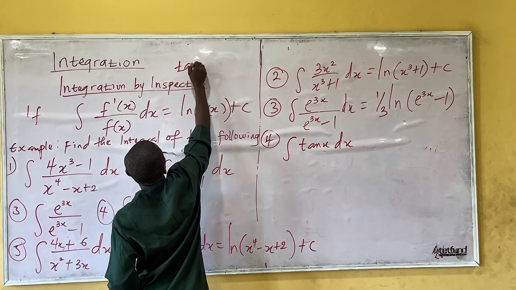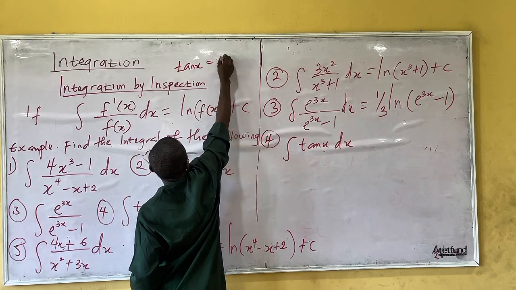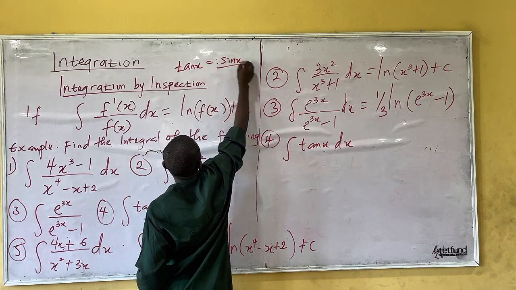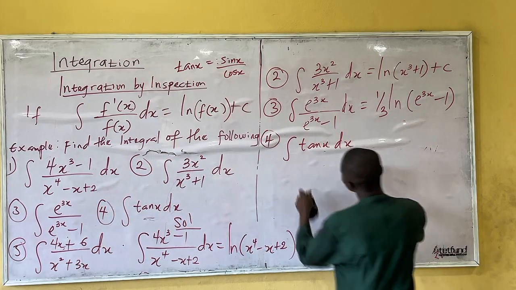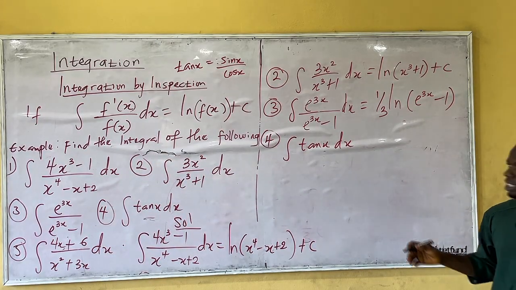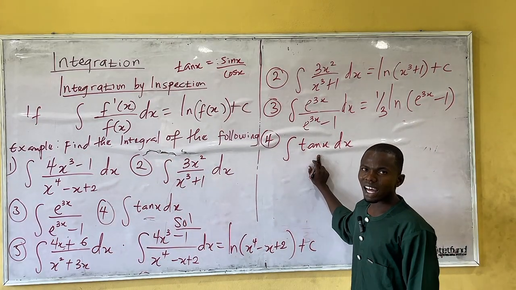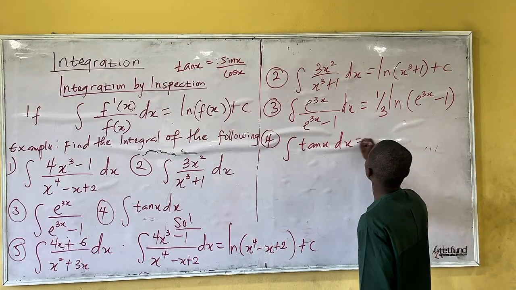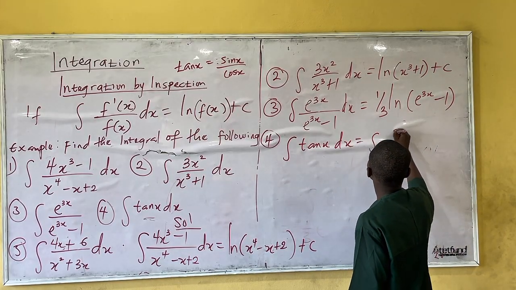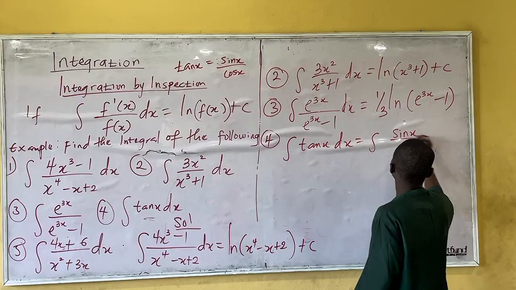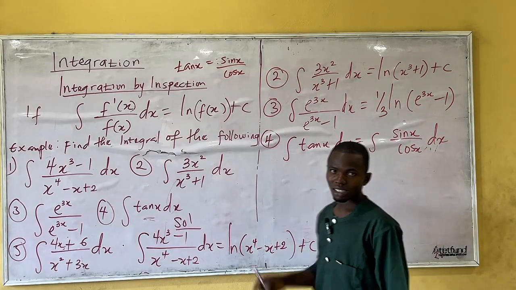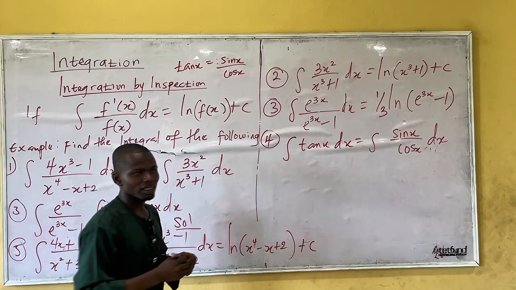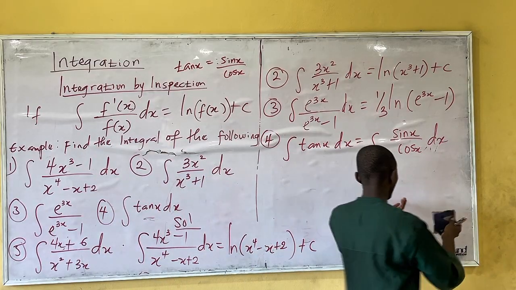Tan x is equal to sin x over cos x. So I will now make this tan x to be in the form of a quotient, because there is no standard integral for tan x. It will now be what? Integral of what? Sin x over what? Cos x dx. I'm still writing tan x in another form. I can now integrate.